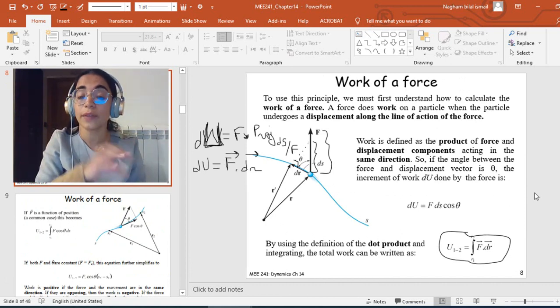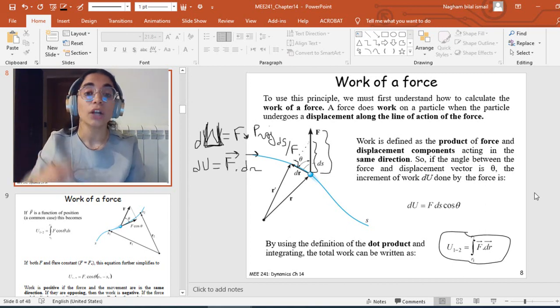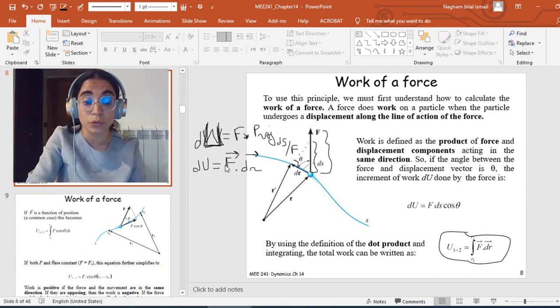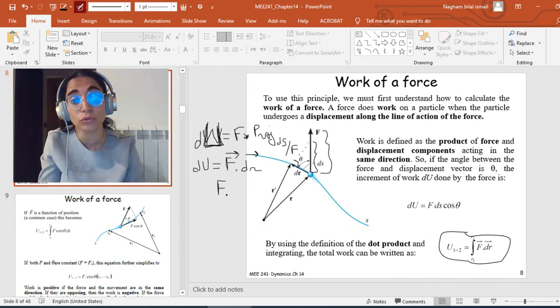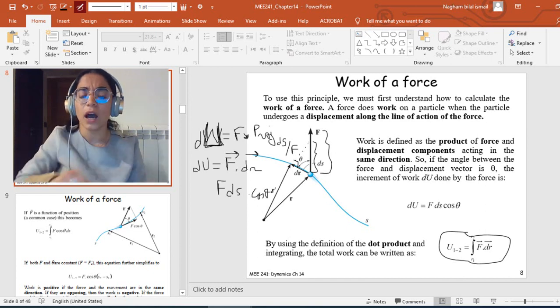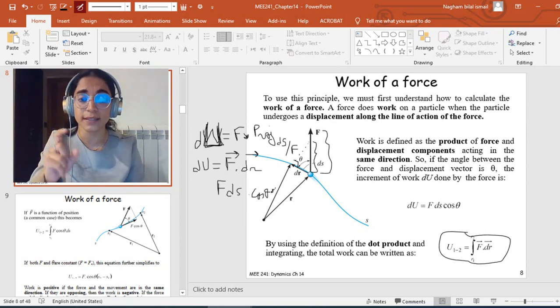So I know, guys, right now that dU is equal to F dot dr, which means it is equal to the dot product between the force and the displacement vector. And what is the dot product between F and dr? It's in fact F, the magnitude of F, times the magnitude of dr, which is ds, times cosine theta. So if I take a look at this equation, I am saying that dU, which is the differential work, is equal to the product of F times ds cosine theta, which is the projection of dr on the line of action of F.